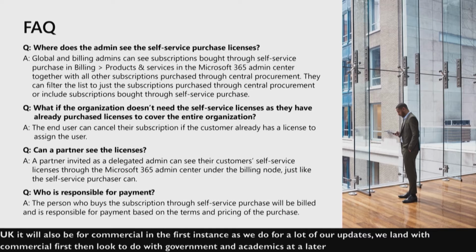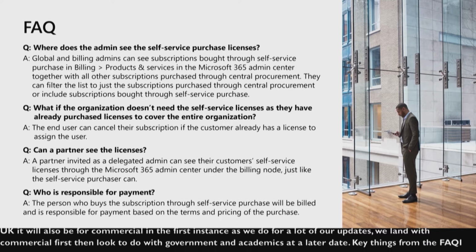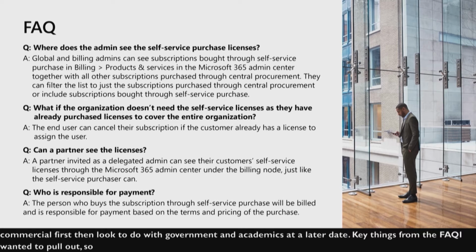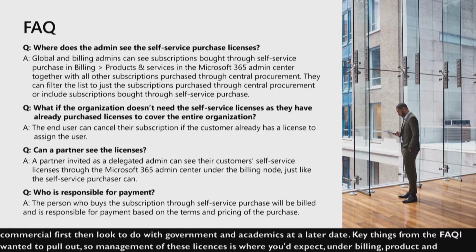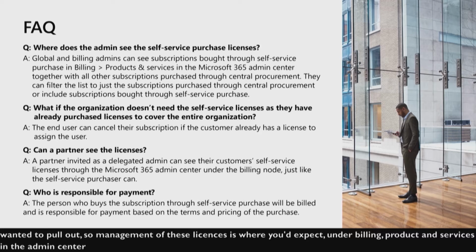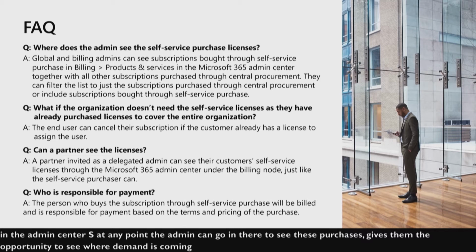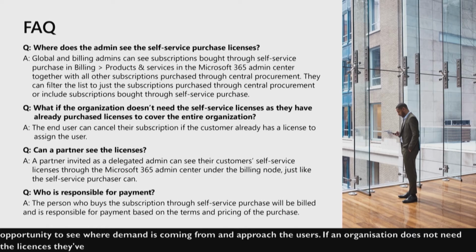Key things from the FAQ that I just wanted to pull out. So management of these licenses is where you'd expect it to be. It's under billing, products and services in the admin center. So at any point the admin can go in there and see these purchases going on. Like I said, it gives them the opportunity then to see where this demand is coming from and approach those users. If an organisation doesn't need the licenses they've already purchased, of course, the user can then cancel it.